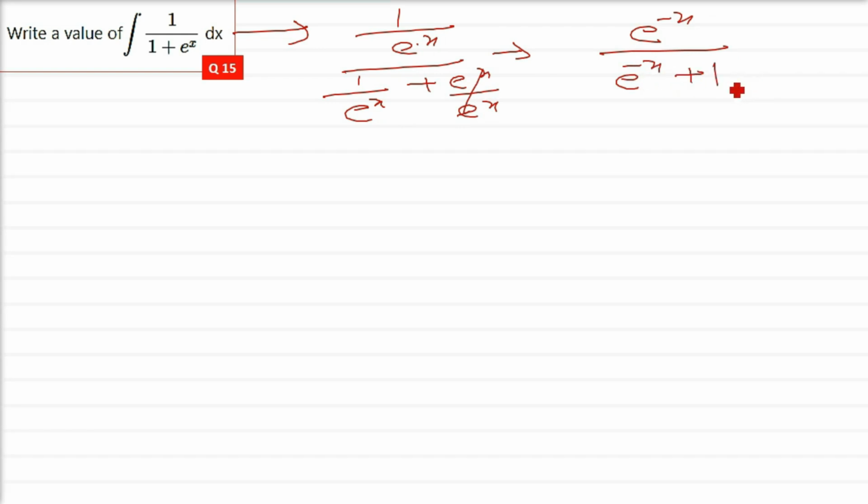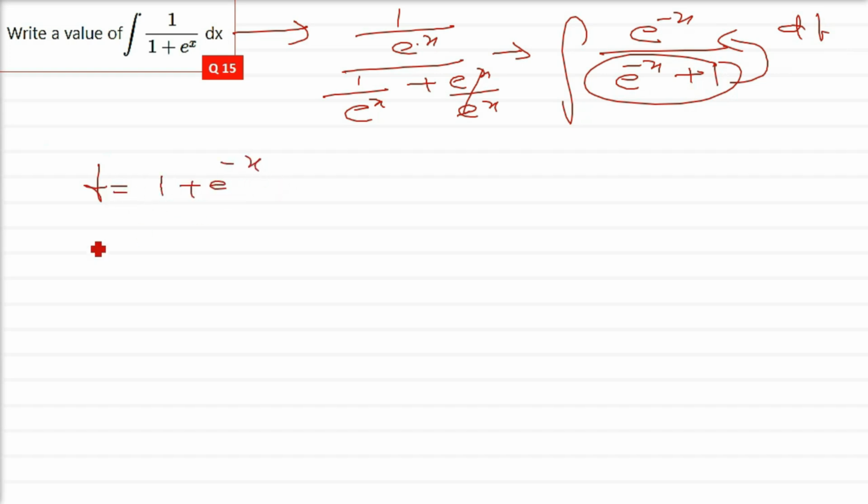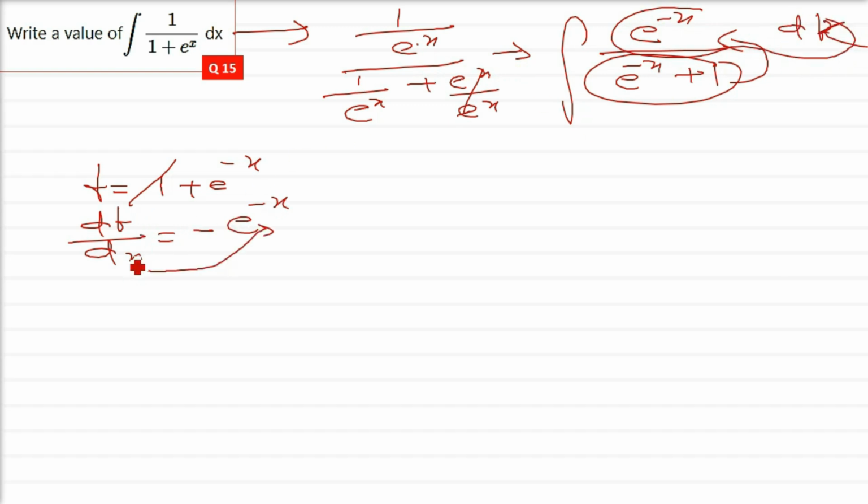Because e raised x or e raised negative x will always be e raised x or e raised negative x respectively when you differentiate them. And don't take e raised minus x as t. Take all of it, 1 plus e raised minus x. When you differentiate it, 1 will vanish, e raised minus x will come, and the differentiation of negative x will be negative, so negative 1. So e raised minus x dx is equivalent to negative dt.